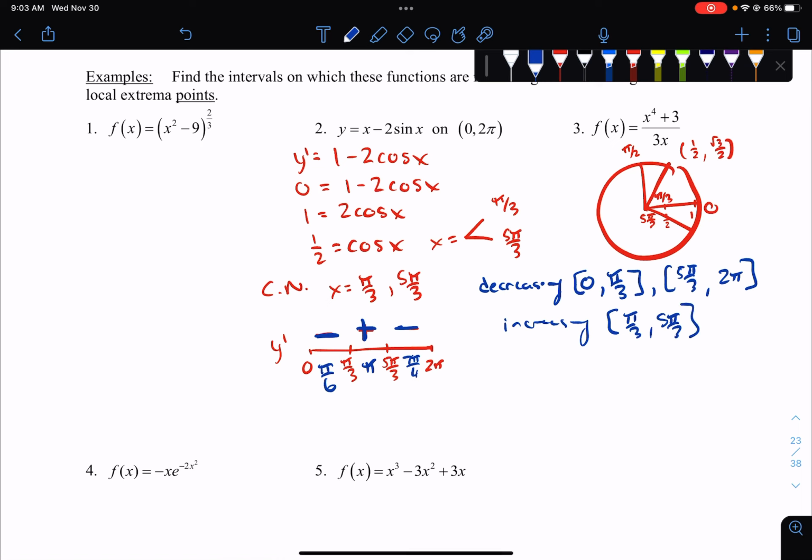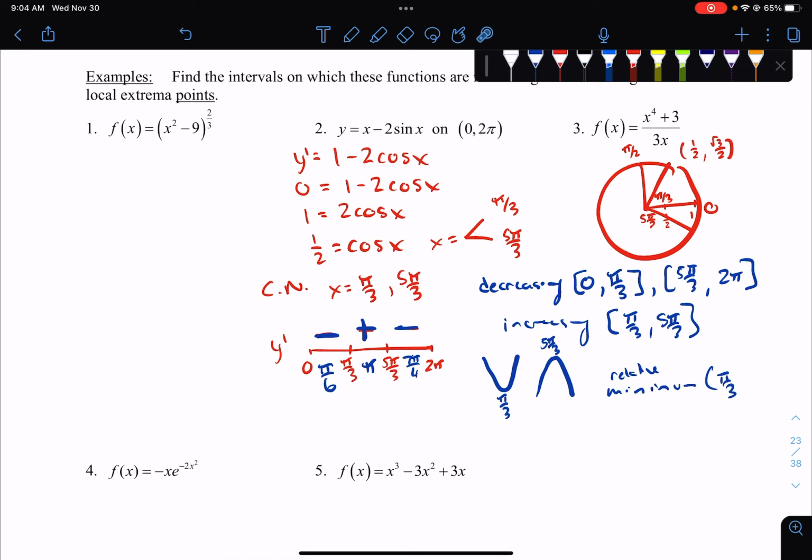All right, cool. Now it wants to know my relative maximum and minimum. So remember, I have to draw this little picture all the time. If I have a negative slope and it turns into a positive slope, like I do right here at pi thirds, I go from a negative to a positive. That's going to be a minimum. If I go from a positive slope to a negative slope, which happens at 5 pi thirds, that's going to be a maximum. So I have a relative minimum at the point pi thirds.